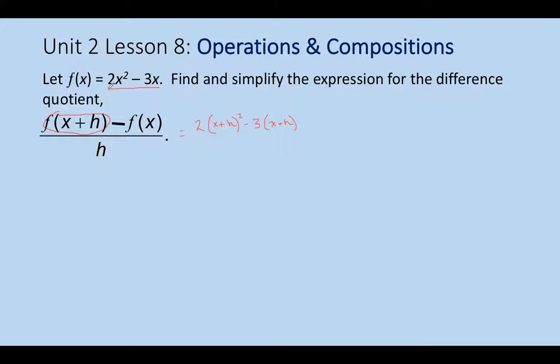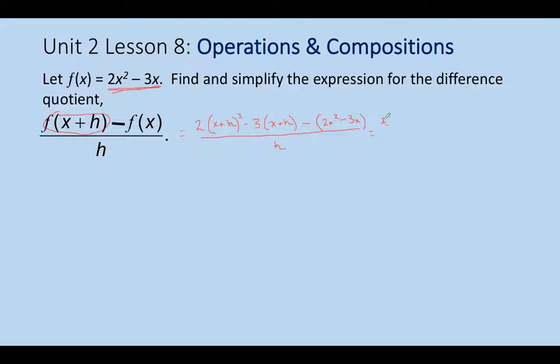Well, f of x is just straight this guy right here. So I'm going to say minus, now don't forget I need parentheses around this whole thing. That'll change things if I don't. So 2x squared minus 3x. And all of this is divided by h. Now I got 2 variables in here. Sometimes that can make things a little weird. But let's just go ahead and calculate as best we can.